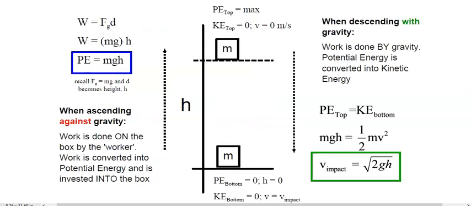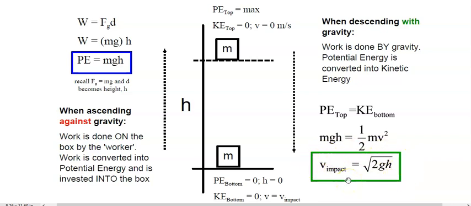So far, we have established that potential energy is developed when work is invested into an object to lift it from the ground level up to a certain height, and that work is done on this box by the worker when moving against gravity. And when the box moves downward with gravity, work is done by gravity, and the potential energy is converted into kinetic energy. We also determined that the impact speed of free fall was equal to root 2gh.